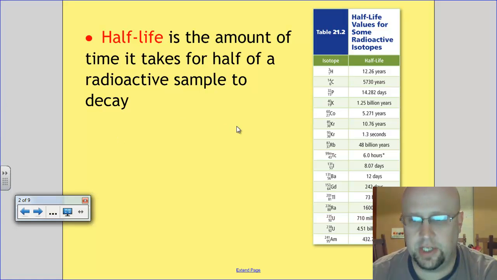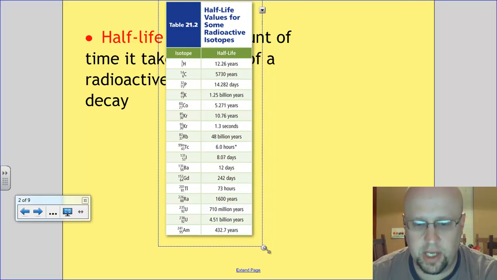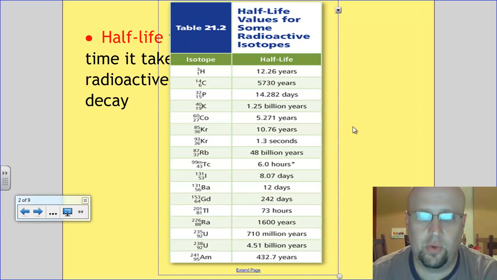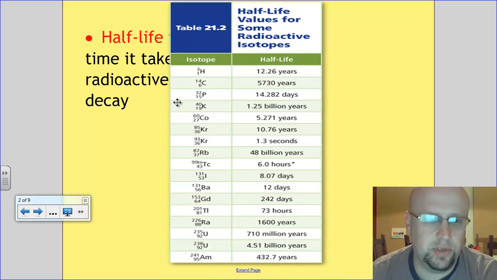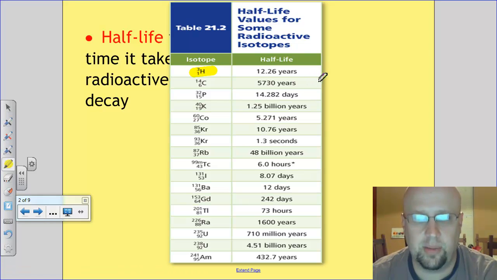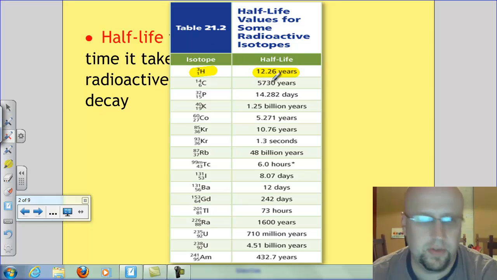And it's kind of hard for you guys to see this chart, so let me see if I can blow this up just a little bit. This is a chart from one of the textbooks that talks about what some half-life values are for certain isotopes. If you look at just a couple of these, this is tritium, hydrogen. We're going to come back to that a little bit later. It has a half-life of 12.26 years. So what that means is if we had, say, a 100-gram sample, in 12.26 years that 100-gram sample would turn into a 50-gram sample.